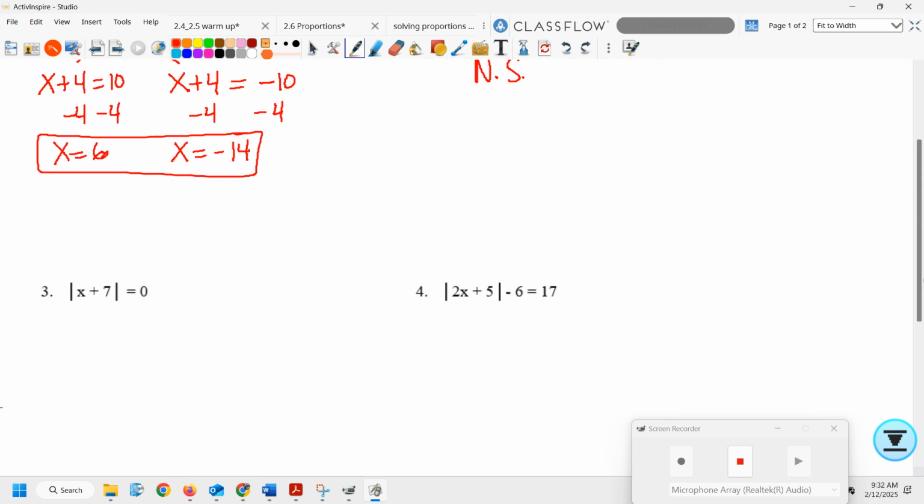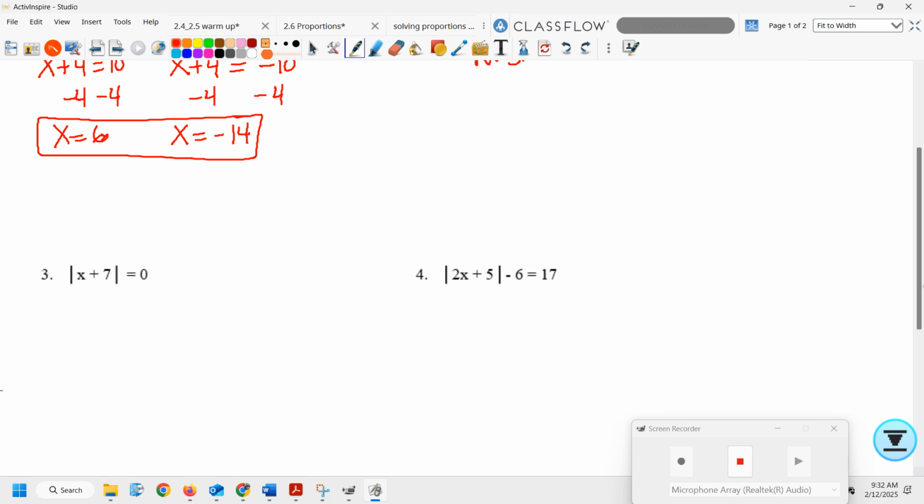All right. So number 3 is a special case because, okay, one, it's isolated, but now it equals 0. So I can't have positive 0 and negative 0. There is no such thing. So there's only going to be one answer in this case. So I subtract 7, and I get x is equal to negative 7. That's the only solution that can be if the absolute value once isolated equals 0.